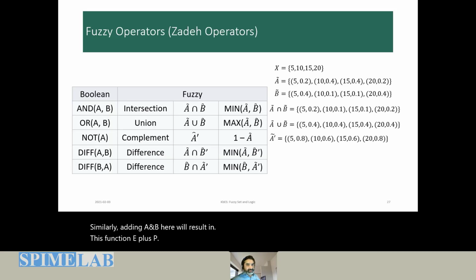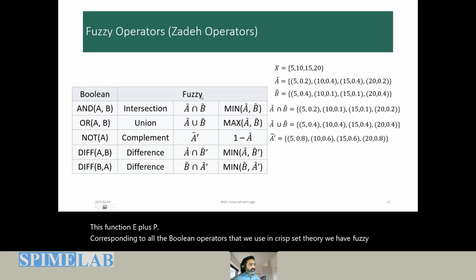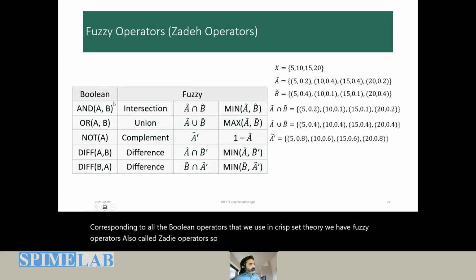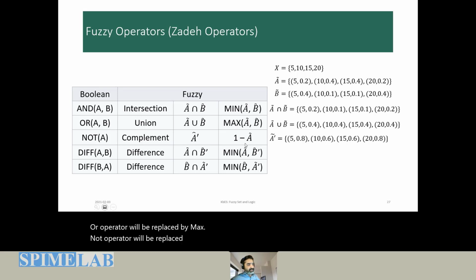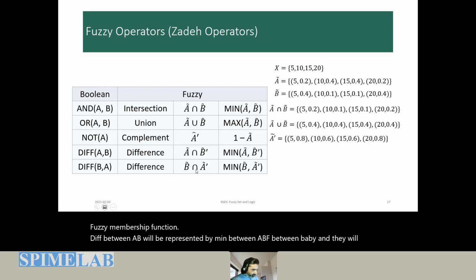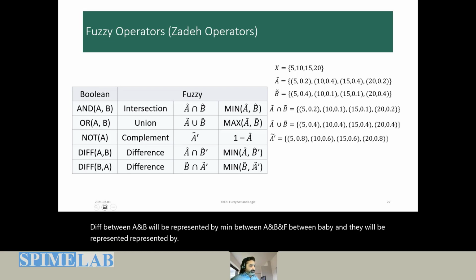Corresponding to all the Boolean operators that we use in crisp set theory, we have fuzzy operators, also called Zadeh operators. So for intersection in Boolean logic or in propositional logic, we used the AND operator. Here, we will use the min operator. The OR operator will be replaced by max. The NOT operator will be replaced by the complement, 1 minus the fuzzy membership function. The difference between A and B will be represented by min between A and the complement of B, and the difference between B and A will be represented by min between B and the complement of A.